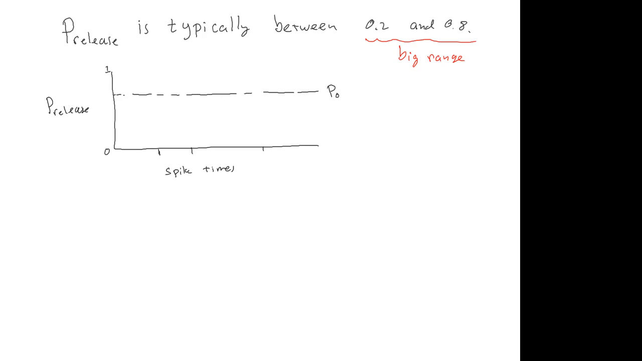Two things happen. One is there's a brief buildup of calcium. So in some sense, P release goes up a little bit and then decays. If there's a spike here, it's actually more likely that it jumps up, and jumps up again, okay? So P release goes up. It's called facilitation, due to buildup of calcium.